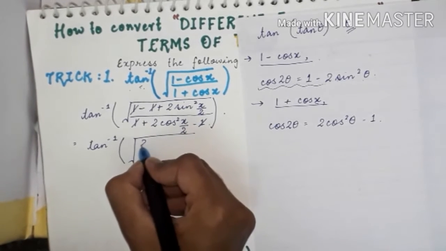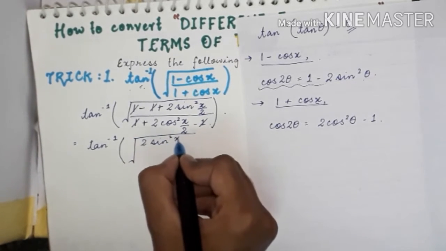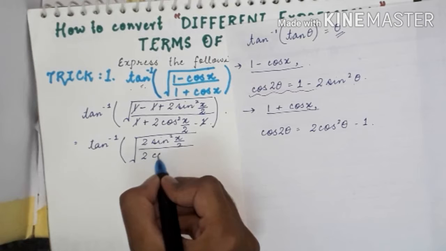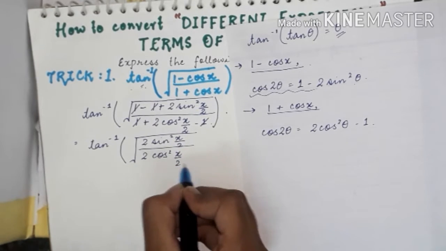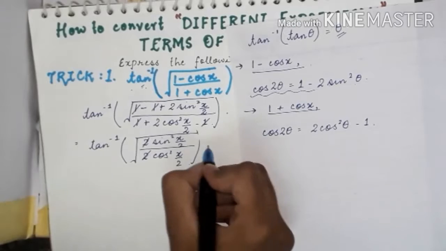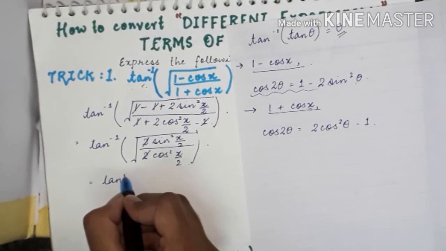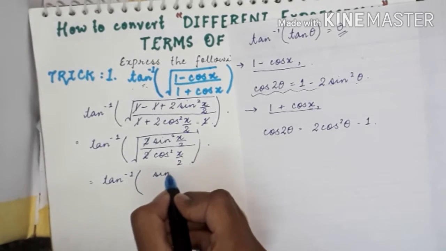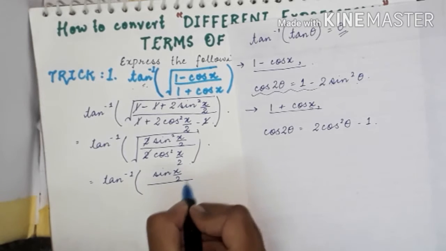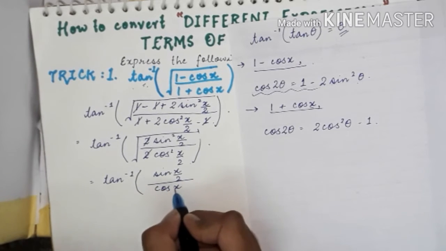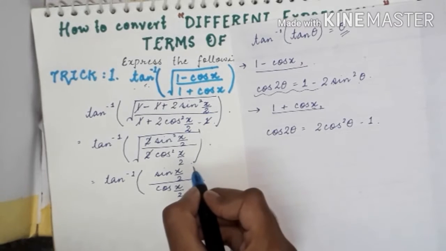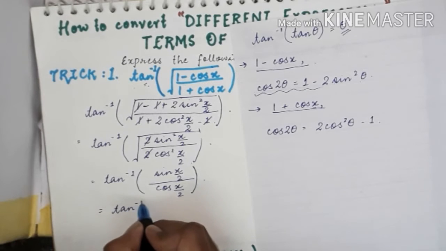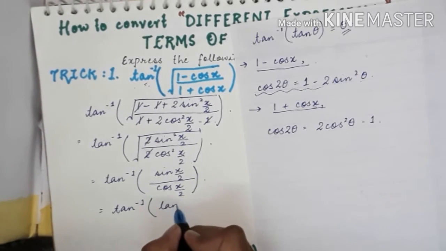It is 2 sine square x by 2 upon 2 cos square x by 2. Now what do you get? Sin x by 2 upon cos x by 2. The root is removed. Now sin theta upon cos theta is tan theta. See, so simple.